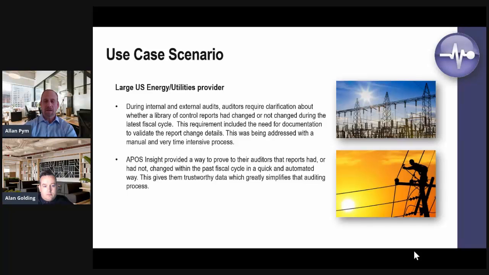So having this level of documentation not only was key in answering these auditor questions, but it's given them a much stronger level of control over their entire Business Objects environment and the operations within that. So lots of terrific information that Insight's providing them and resolving some pretty big challenges for them. So there are various aspects of report change, system change. We'll be looking at some more of those system changes in upcoming sessions here. Thanks for your time, Alan.